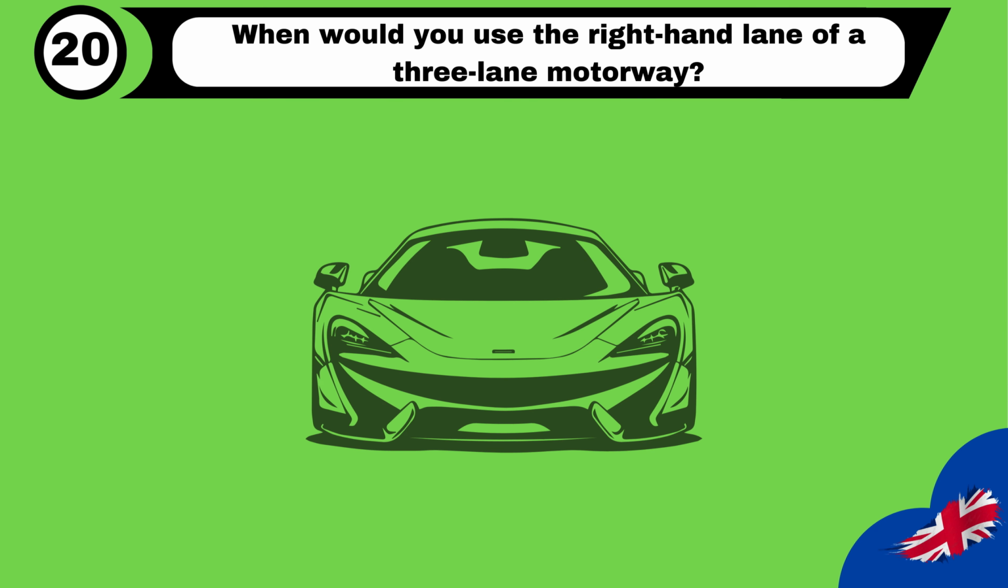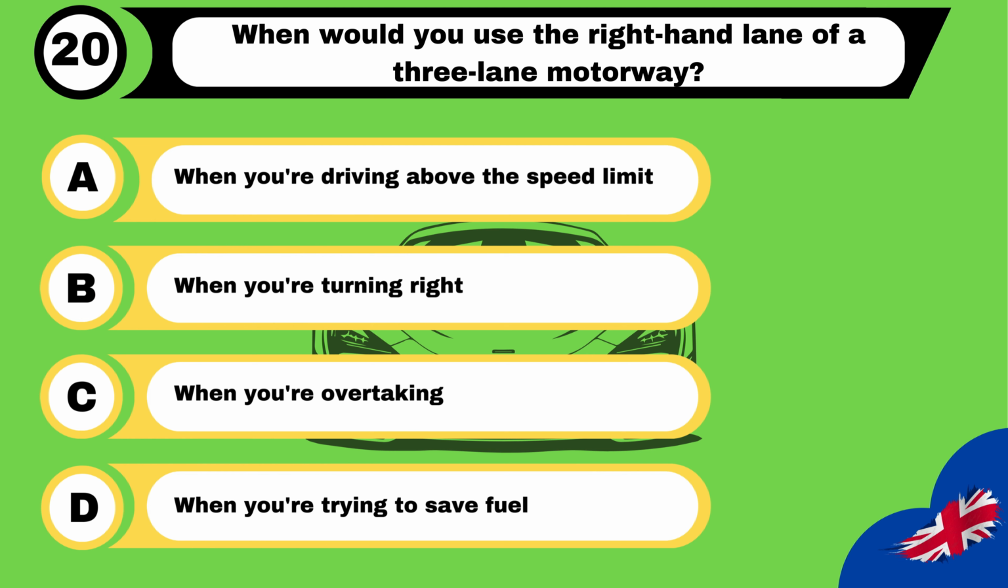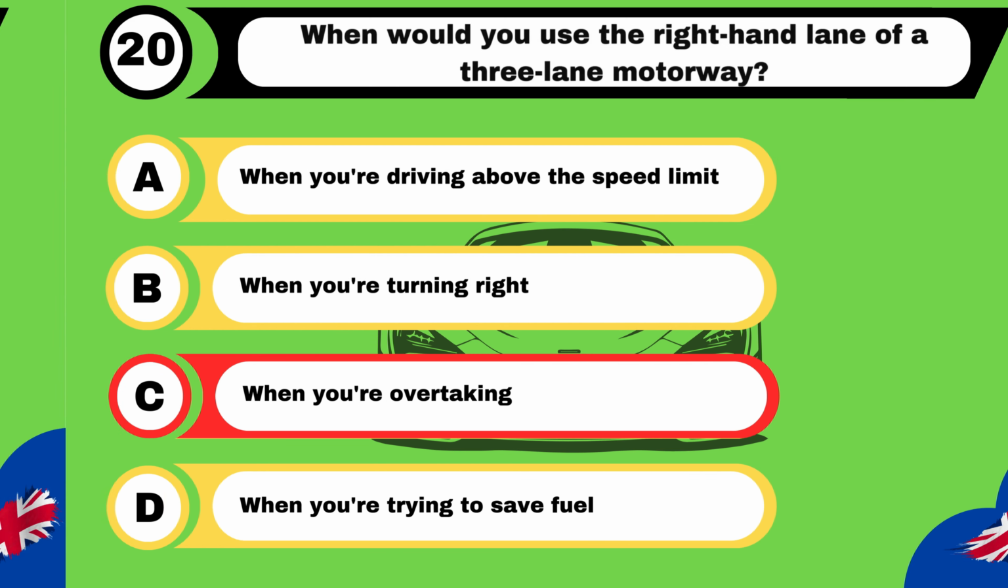Question 20. When would you use the right-hand lane on a 3-lane motorway? A. When you're driving above the speed limit. B. When you're turning right. C. When you're overtaking. D. When you're trying to save fuel. The answer is C. When you're overtaking.